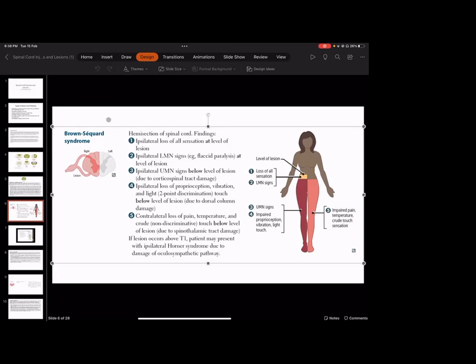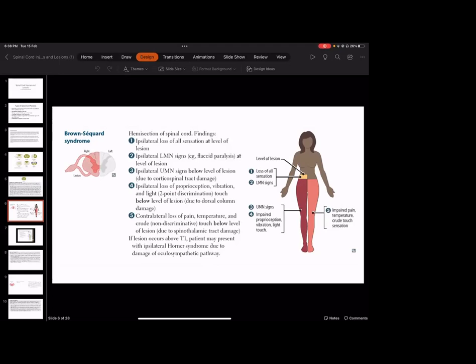Then you have ipsilateral loss of proprioception, vibration, and light touch and all that. So basically the dorsal column, ipsilateral, again, below the level of lesion. Why? Because the dorsal column is here, going up, so it will be ipsilateral. You're cutting the nerve, so below it, everything is also cut. Does that make sense? Below it, everything's also affected. I hope that makes sense.